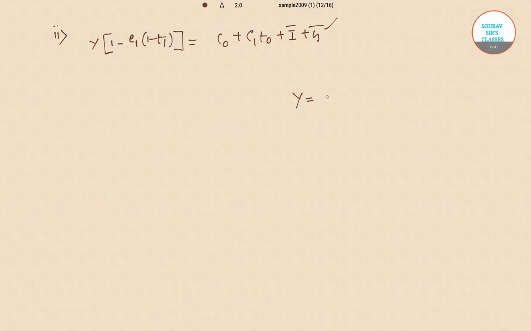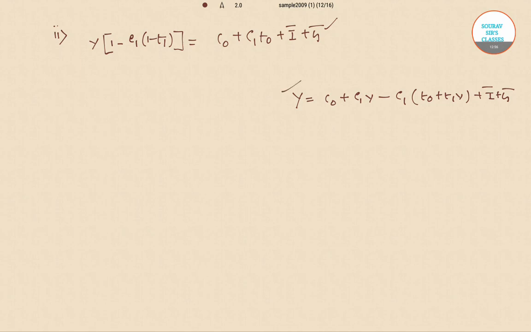Now already we know basically Y minus C1 (1 minus t1) equals to C0 plus C1 T0 plus I bar plus G bar. So one question must arise, how do we get this equation? We basically get this equation from the equation 1 in the previous part of this sum, which was like Y equals to C0 plus C1Y minus C1 T0 plus T1Y plus I bar plus G bar.